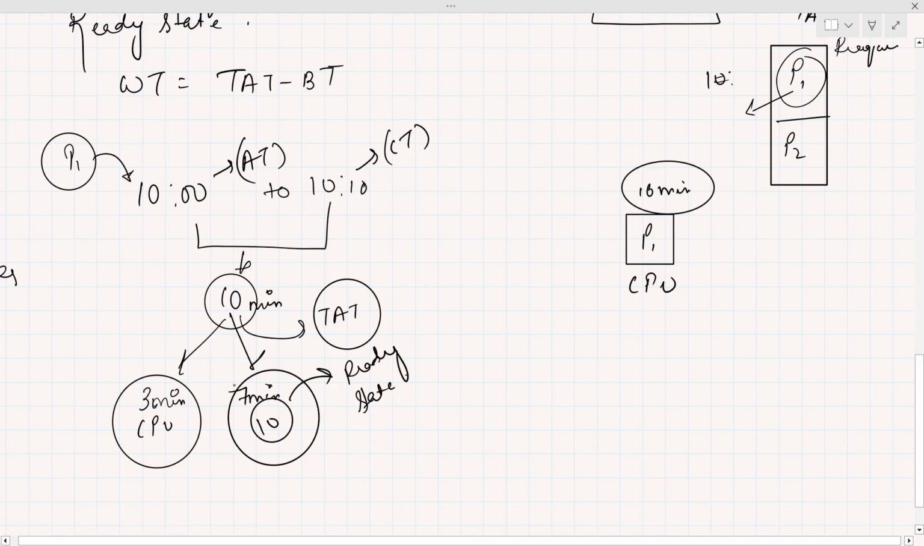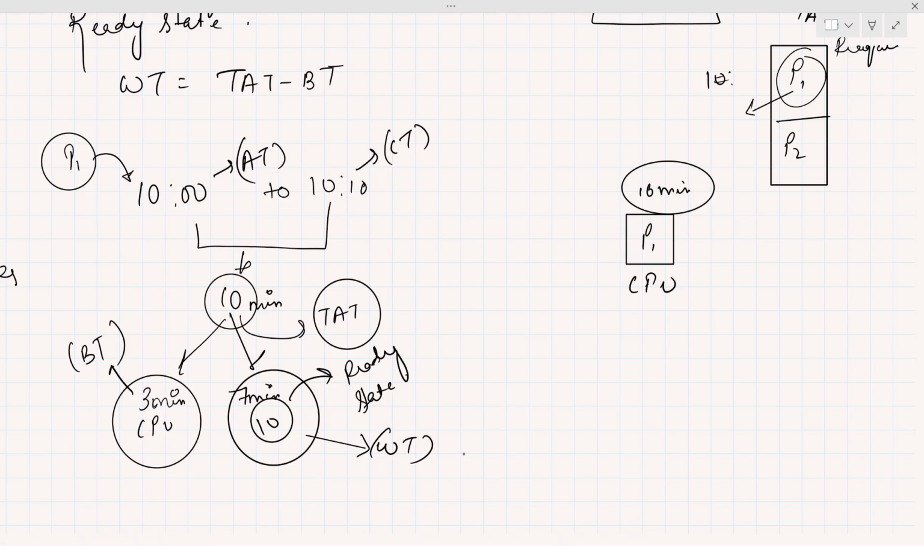It is further divided into two parts. The time the CPU really works on the process, while the process is executing, is called burst time. And the time the process waits to execute, while getting some input, this 7 minutes, is called waiting time. I hope it is clear to you what the waiting time, AT, CT, and TAT are. Everything is clear to you now.